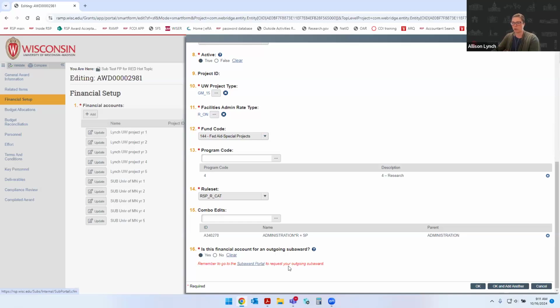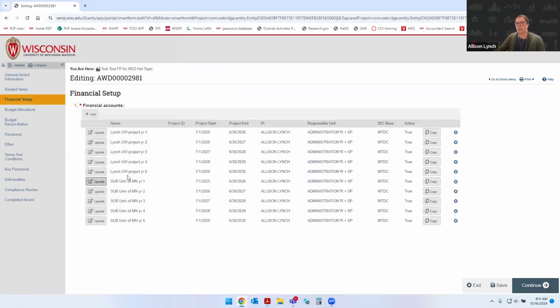remember to go to the Subaward Portal to request your outgoing sub. This project is not the actual request for the outgoing sub team to issue that sub to University of Minnesota. And so I did the same thing for all 5 of these. The major difference is that the dates are different for each year.